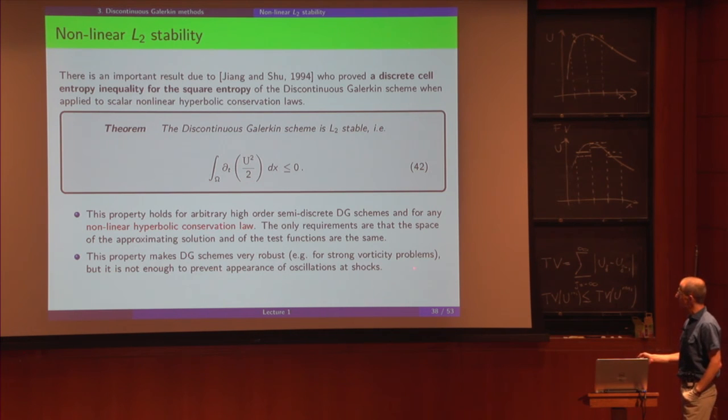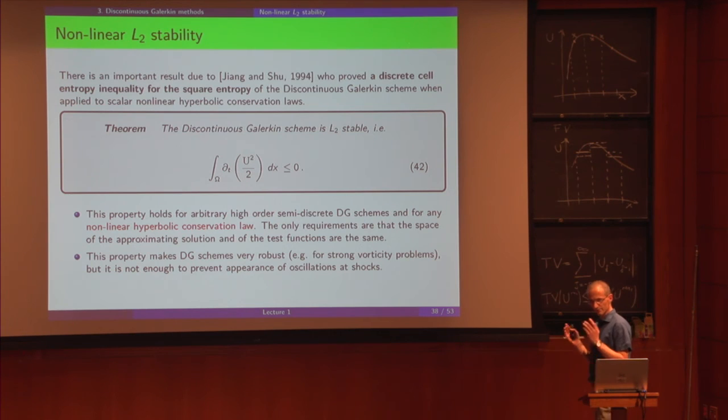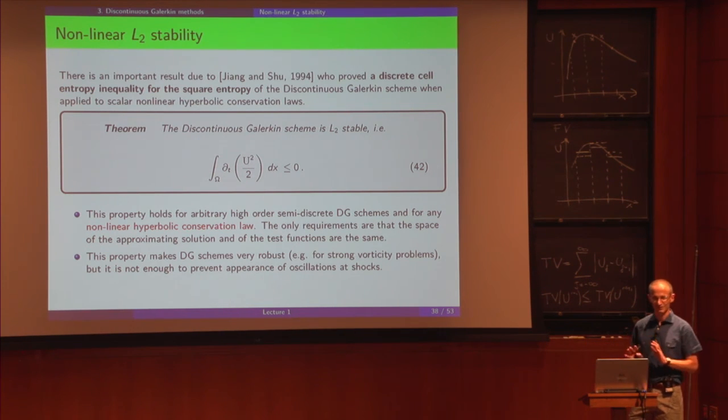Especially even if you have strong vorticity problems, turbulence, whatever, as soon as you don't create shocks, because then it's another story, discontinuous Galerkin will typically perform better than finite volume, which do not have such a property.